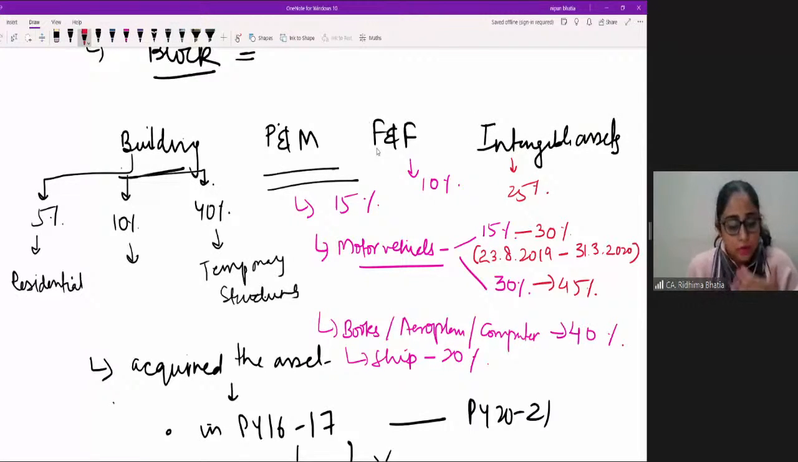Now for the computer thing, computer is 40%. Computer parts like your printers, your scanners, your UPS, everything comes into 40%. But mobile phones come into 15%. Your EPBX, which is like your caller IDs, the phones which are there in offices, that comes in your 15%, not 40%. Clear? Anyone has any doubt?